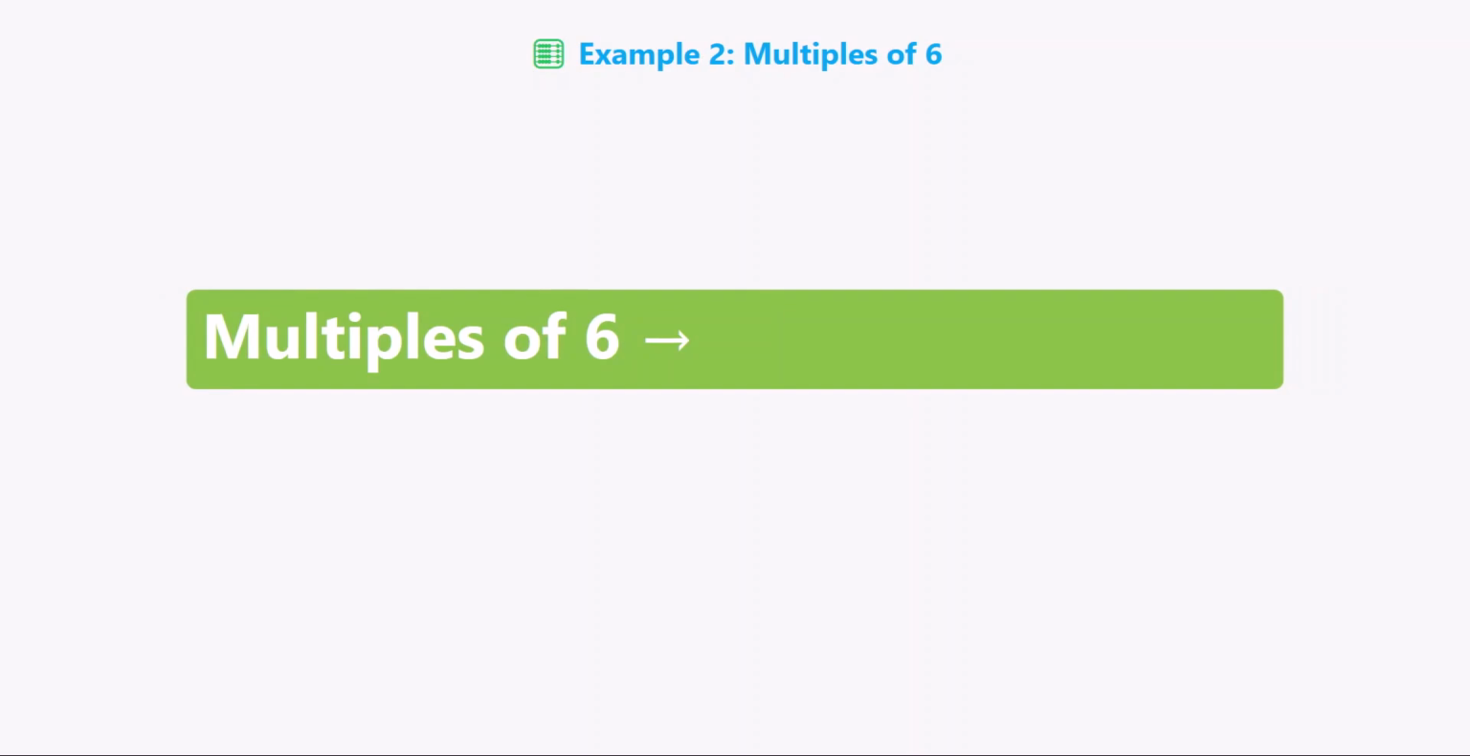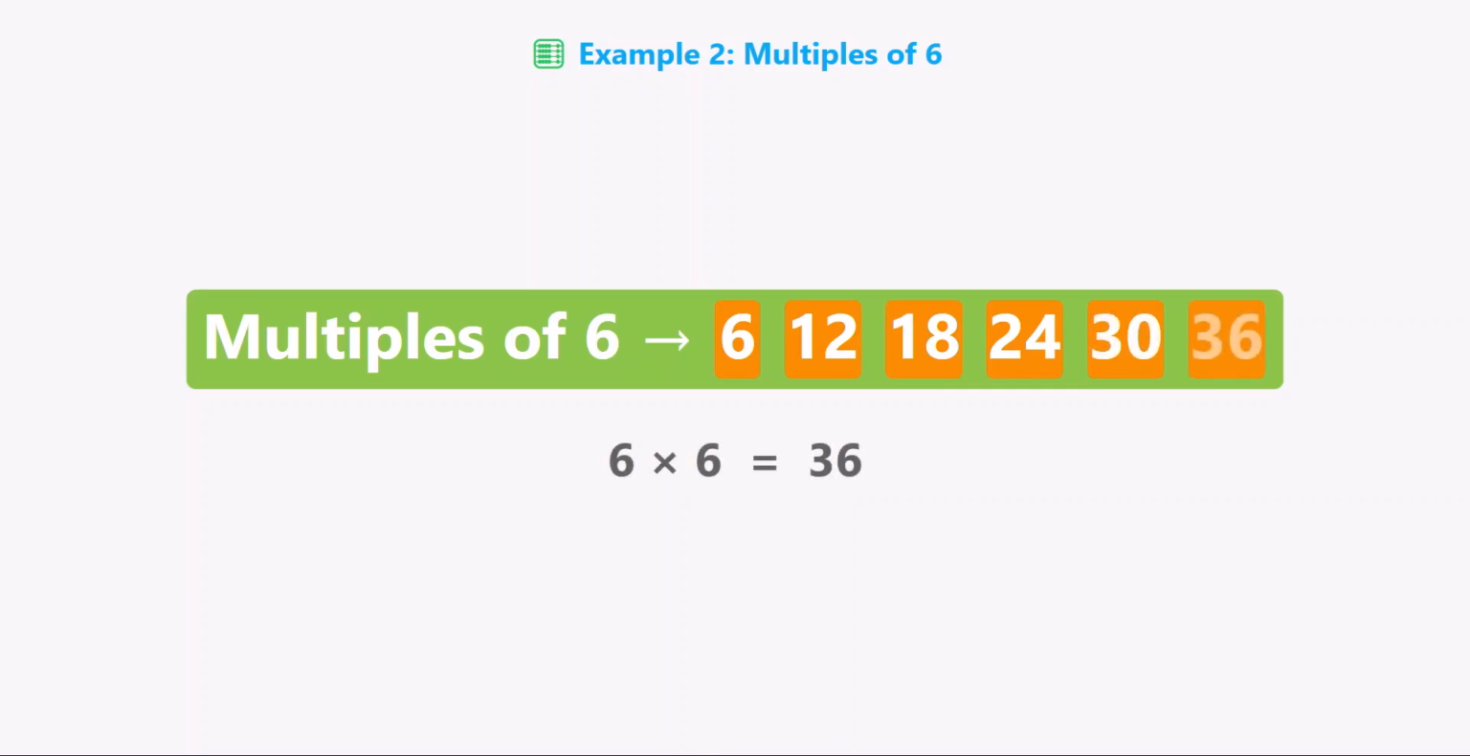Let's list the first few multiples of 6 using the same method of multiplying. First, 6 times 1 gives 6. 6 times 2 gives 12. 6 times 3 gives 18. 6 times 4 gives 24. 6 times 5 gives 30. 6 times 6 gives 36. Great. Now let's look at some key facts about multiples.